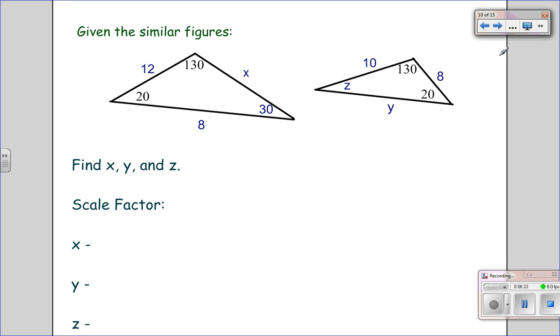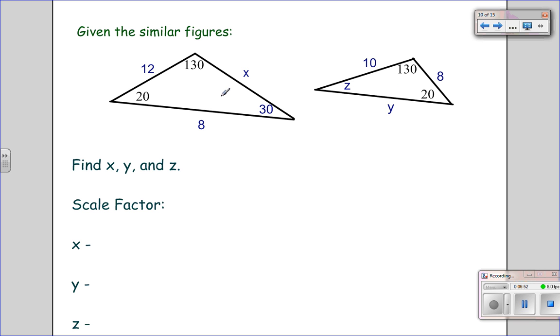All right, this is where we get into it a little more. It's a little more difficult, where we actually have to find missing sides, setting up proportions. So it tells me in the instructions that the figures are similar. So I know that these two triangles are similar to each other, so their sides are proportional.